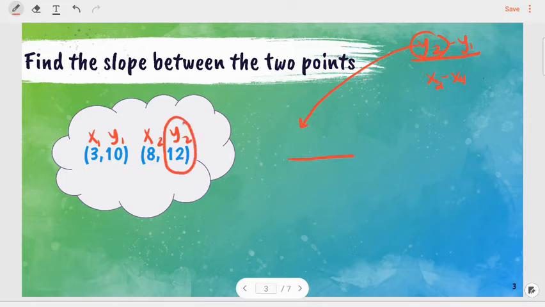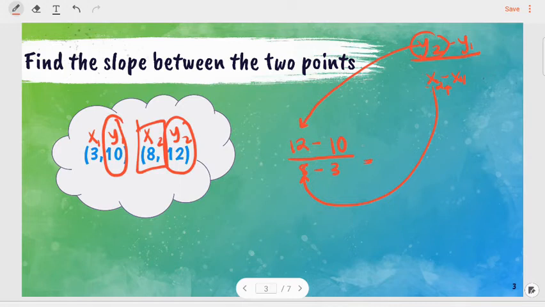So here's y2. Its value is 12. So I plug it in. Minus, I bring down the minus, y1. So minus 10. On the denominator, it says x2. So x is going in the denominator. x2 is 8. So 8 minus, minus sign comes from my formula, 3.